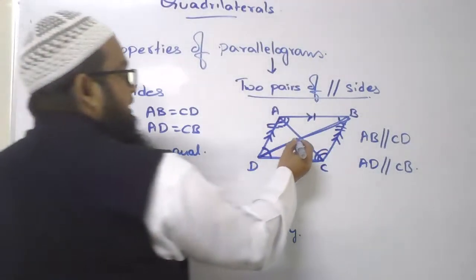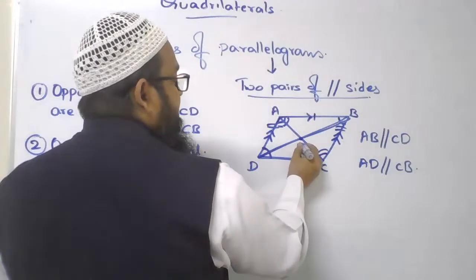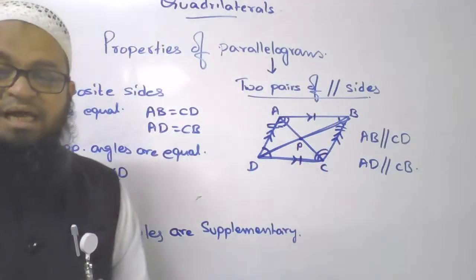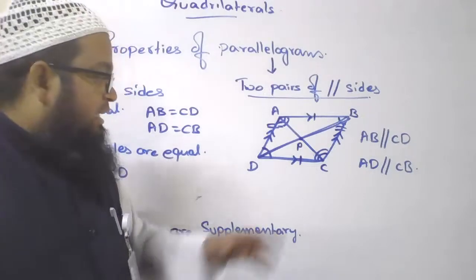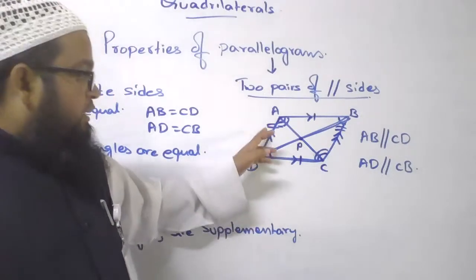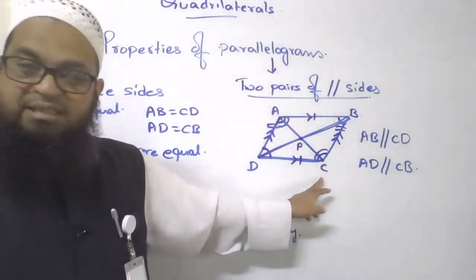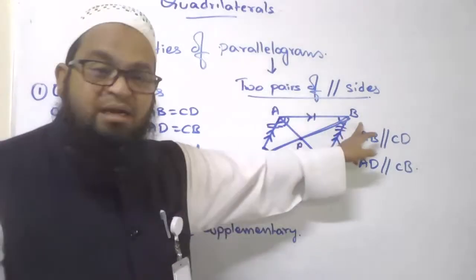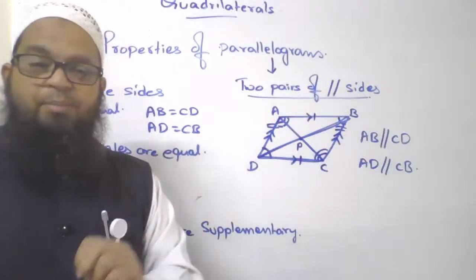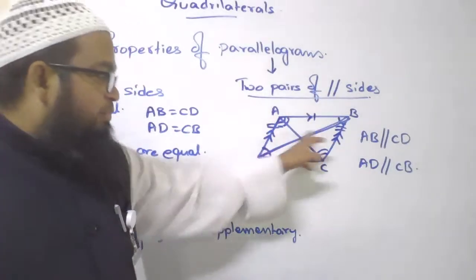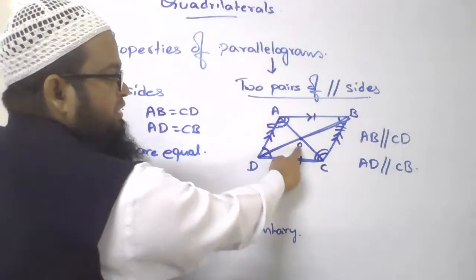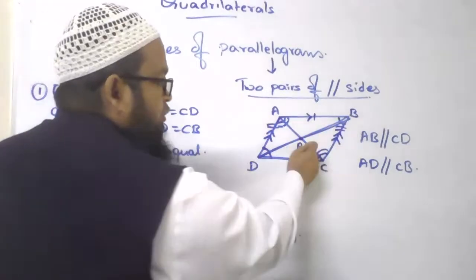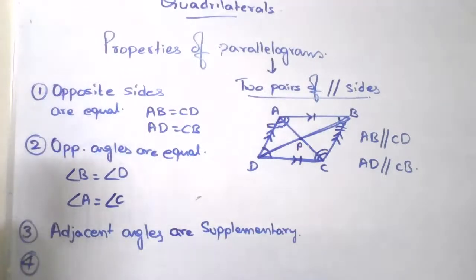But the diagonals bisect each other. Bisect means what? That means each other means what? So diagonal AC bisects diagonal BD. It makes it into two equal parts. And diagonal BD bisects diagonal AC. So that means AP is equal to CP, DP is equal to BP. Understood?